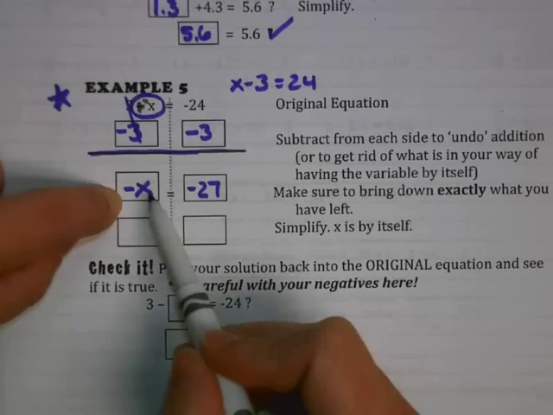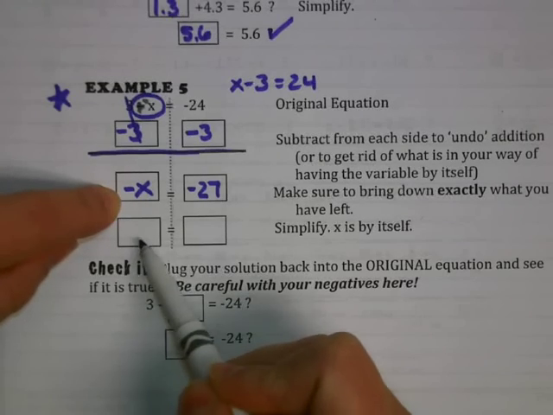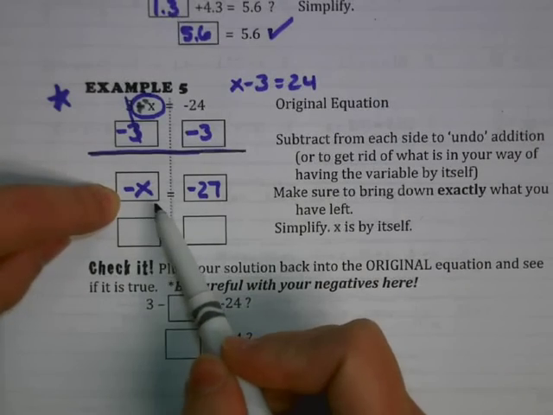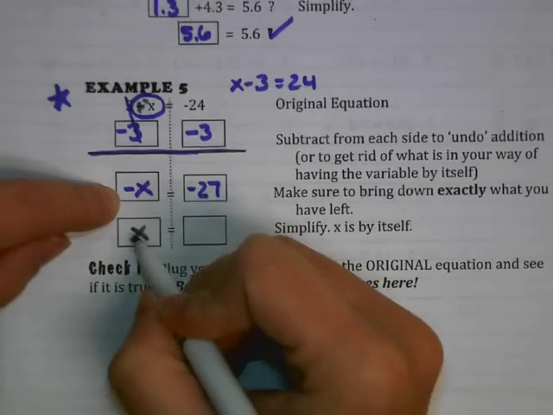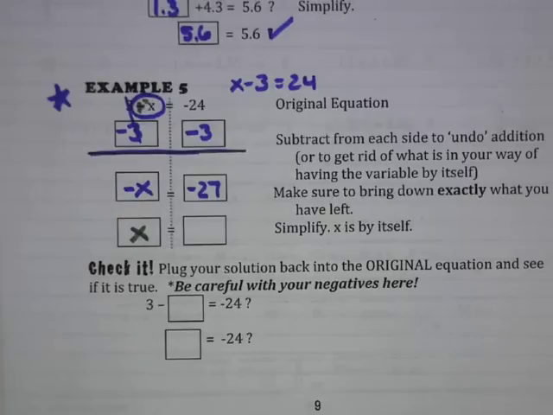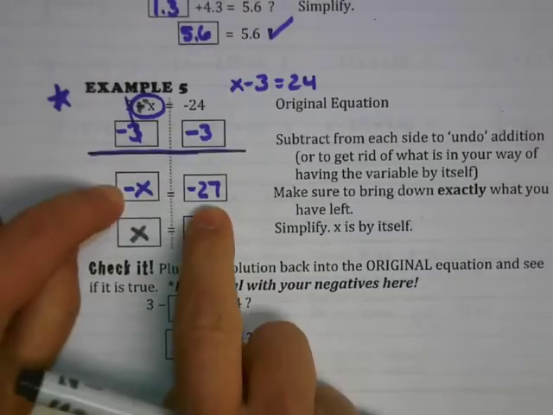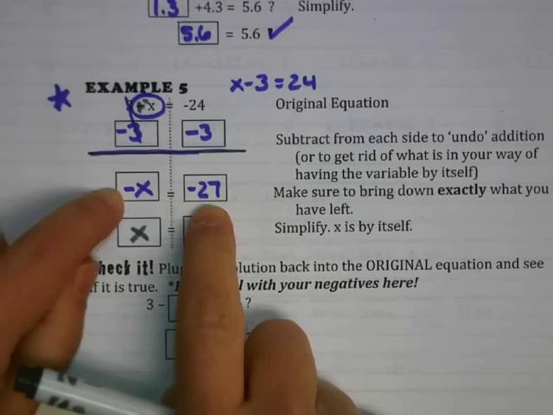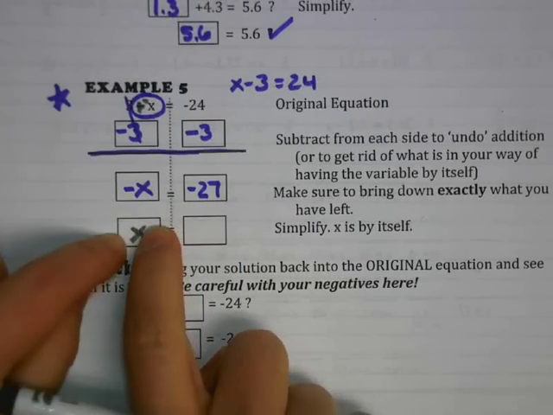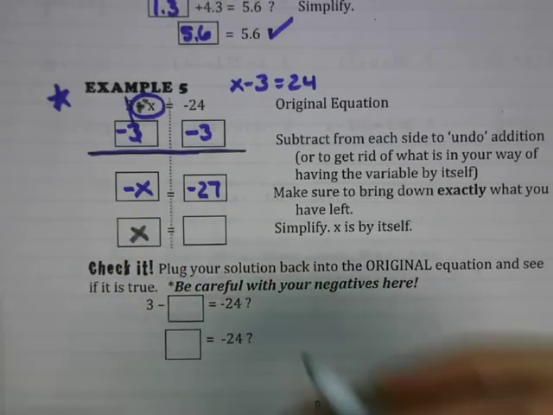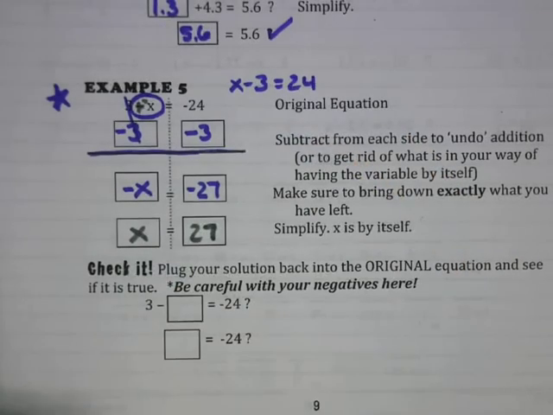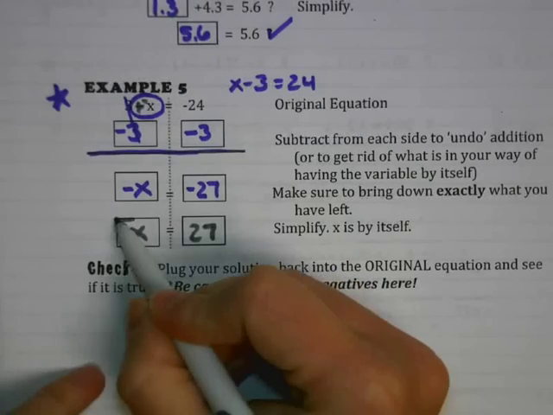Now, do you remember how to actually get a solution from this? Because we don't care what negative x is. We want to know what x is. That needs to be our next step. Well, if the opposite of x is negative 27, then isn't x going to be the opposite of that? It's going to be a positive 27. And that's our final solution.